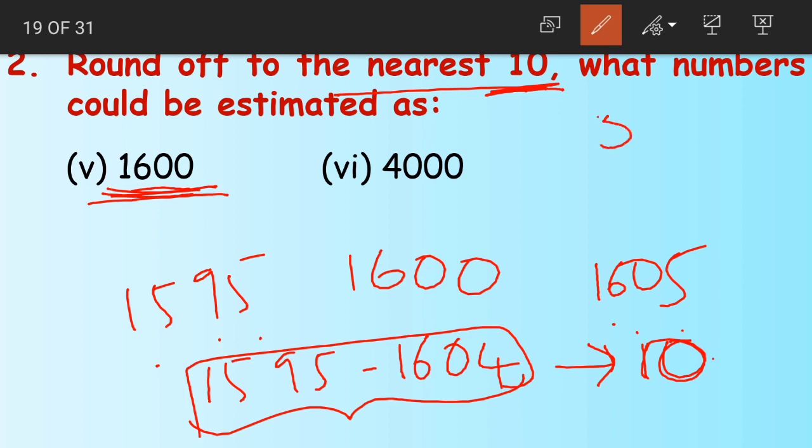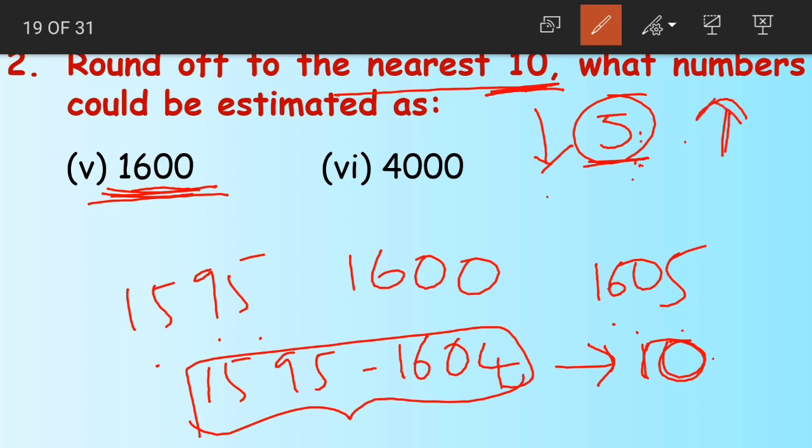As we use 5 as a method of rounding off, right? This will be our criteria. If the number is less than 5, then we round down, and if it is equal to or greater than 5, then we round up. Less than 5 we round down, and 5 or greater we round up.